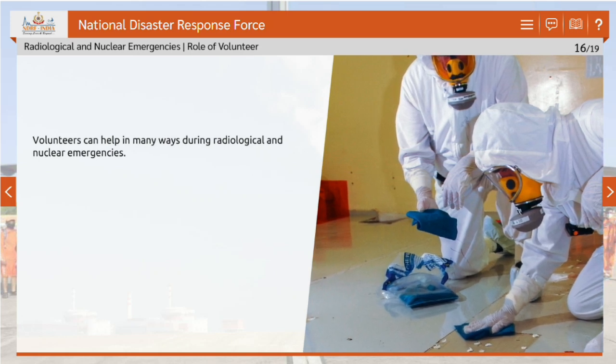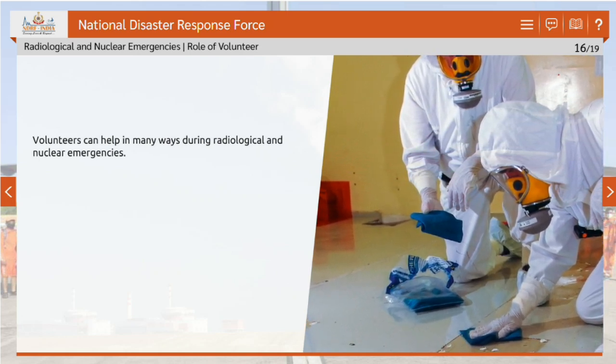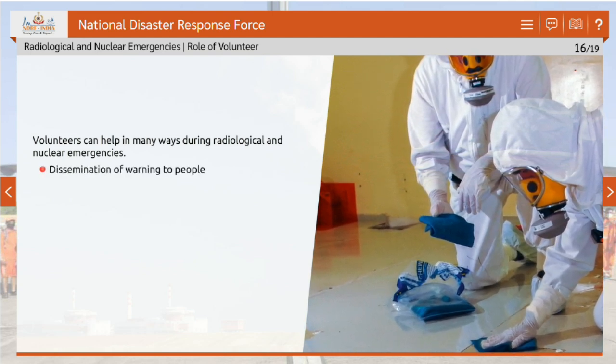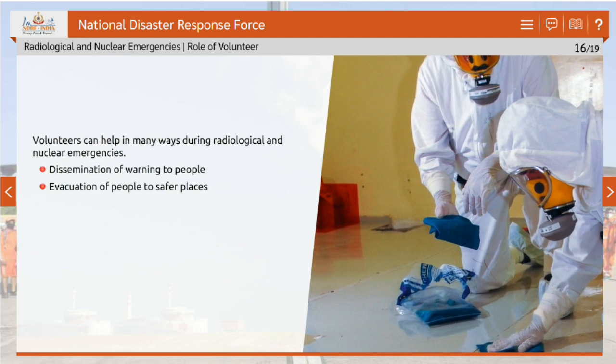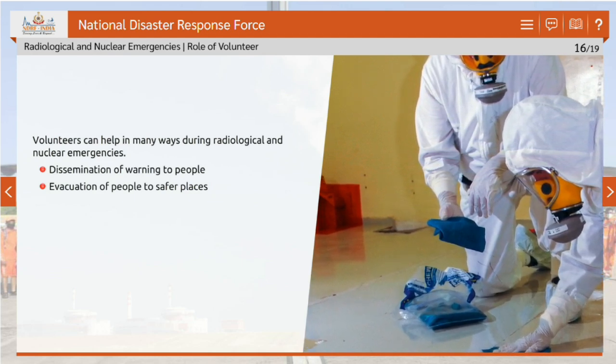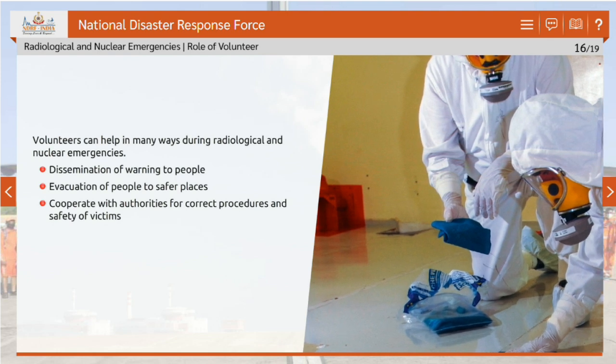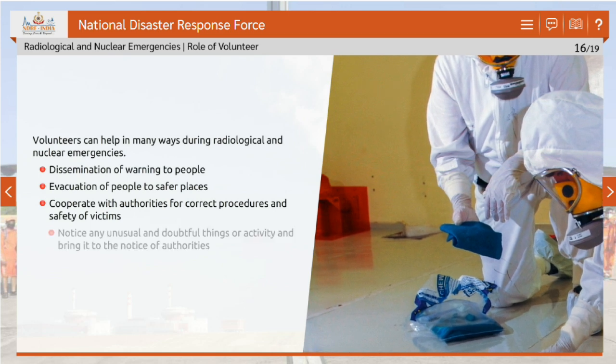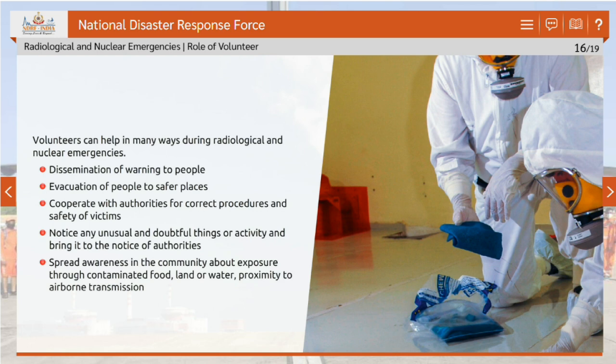Volunteers can help in many ways during radiological and nuclear emergencies. Volunteers can help in dissemination of warning to people. They can help in evacuation of people to safer places. Volunteers can cooperate with authorities for correct procedures and safety of victims. Volunteers need to be very cautious and notice any unusual and doubtful things or activity. Further, bring it to the notice of authorities. Volunteers can spread awareness in the community about exposure through contaminated food, land or water, and proximity to airborne transmission.